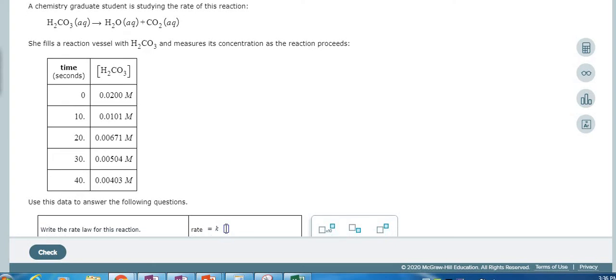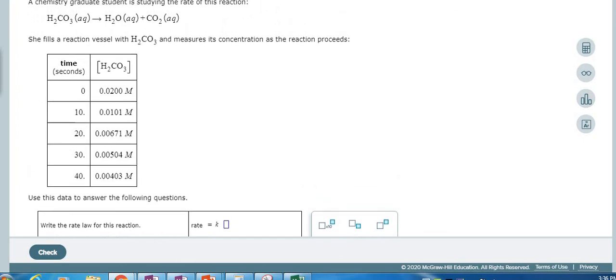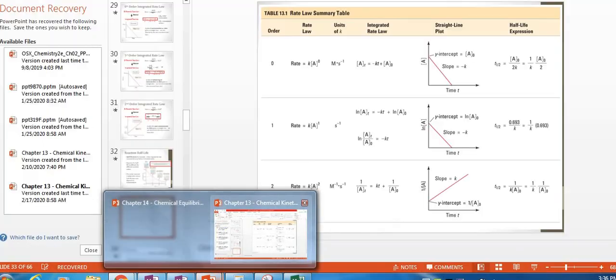The questions that are going to be asked are: what is the rate law for this reaction? And then calculate the value of the rate constant k. Okay, so we have this table right here, and let's just review a little bit from our lecture.